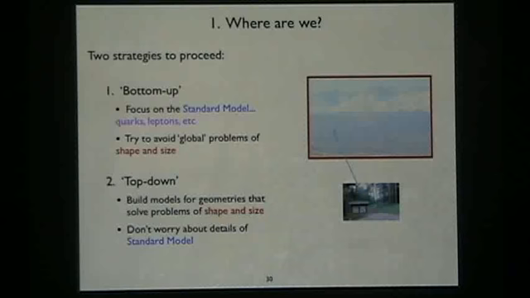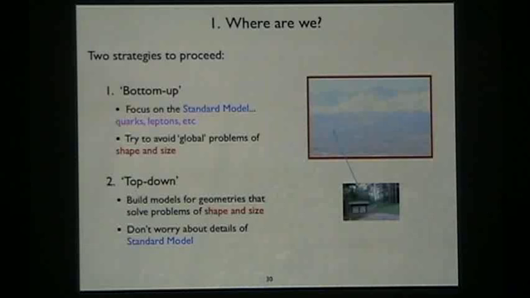And, well, there's two ways you can go. There's one way that goes by the name of bottom-up that will be clear in a minute. And that way, what you do is you focus on trying to study the standard model, how the particle physics comes out of string theory. And you don't worry so much about these shape and size problems. You assume that if you pick enough geometries that have the standard model, there'll be at least a few in there where the shape and size problem can be dealt with.